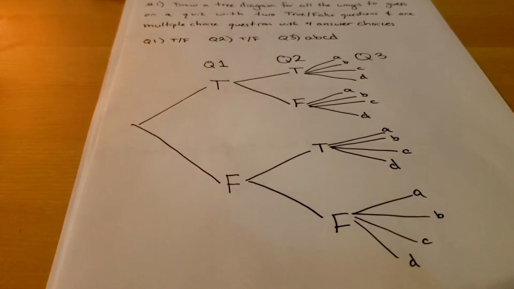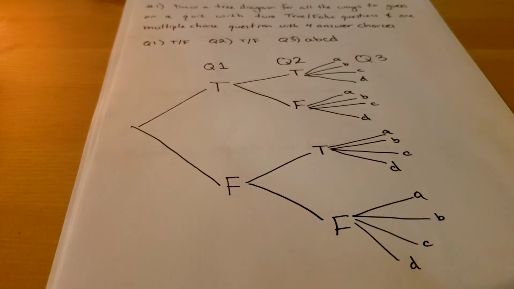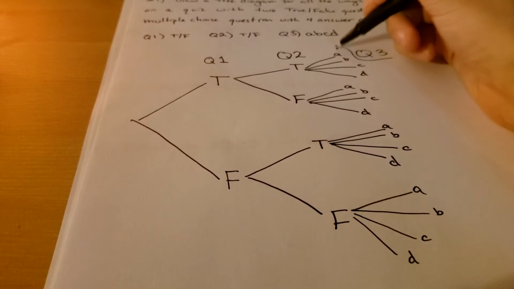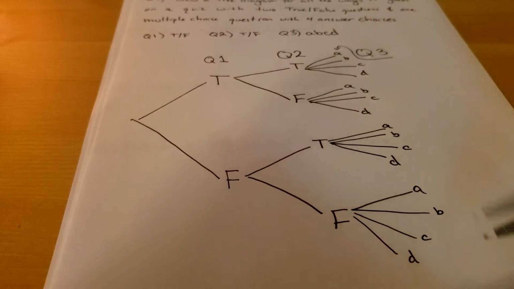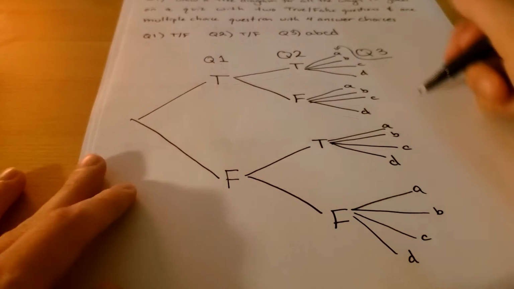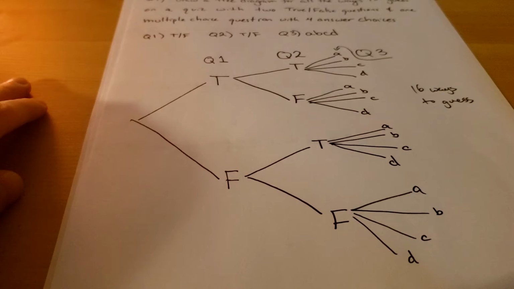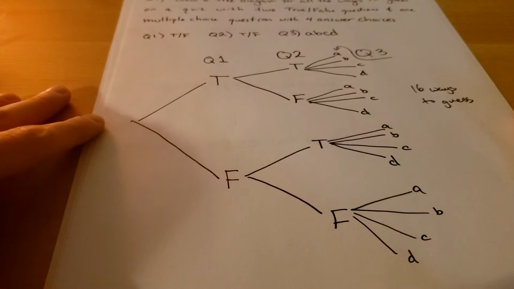Right, so this would be our tree, and if we wanted to count how many possible ways that we could guess on this test, we could count the ends of our branches. So there's 16 possible ways to guess on this quiz.